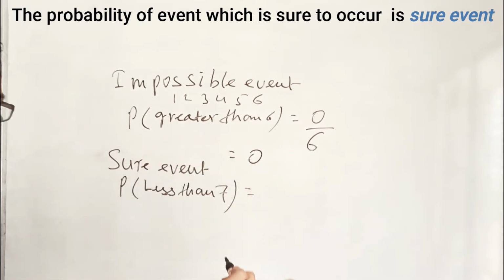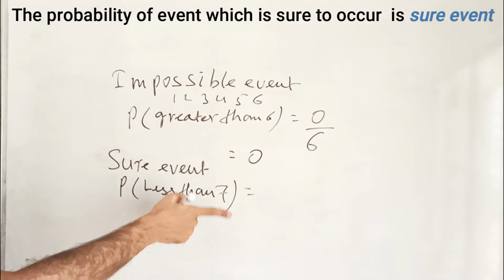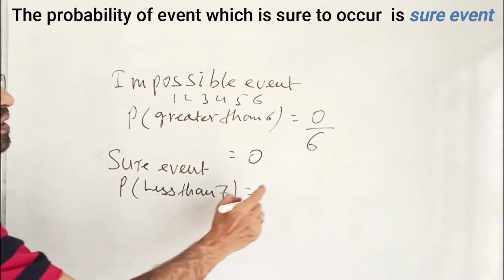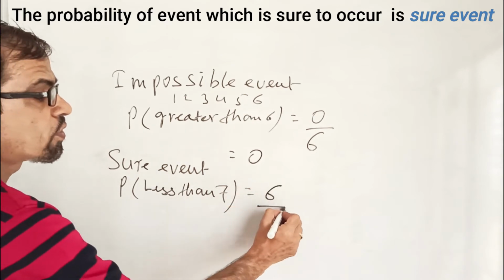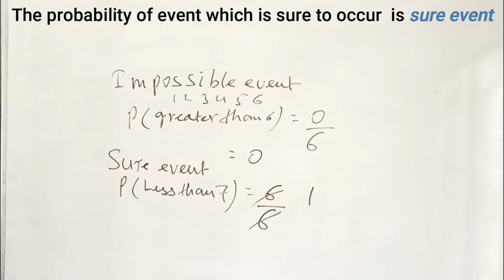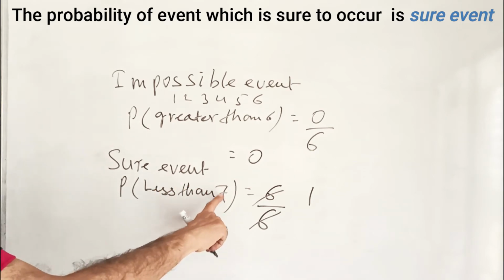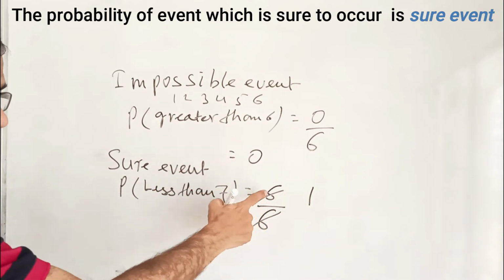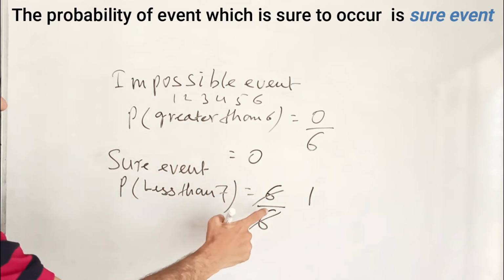1 is less than 7, 2 is less than 7, 3 is less than 7, 4 is less than 7, 5, 6. All are, means 6 favorable outcomes upon total outcomes 6. So answer will be 1, because all numbers are less than 7. So there are favorable outcomes 6. So 6 upon 6, 1.